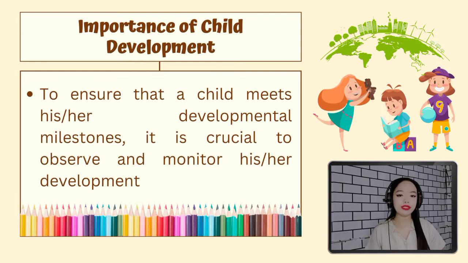What is the importance of child development? Child development is important to ensure that a child meets his or her developmental milestones. It is crucial to observe and monitor his or her development. The milestones that need to be mastered, usually at the same rate, act as a guide for ideal development. It is done by checking the progress of a child based on his or her age to see if the child is developing within expectations. For others, checking the milestones can help detect any difficulties at a particular stage. Interventions can then be given which can help in the development of a child.